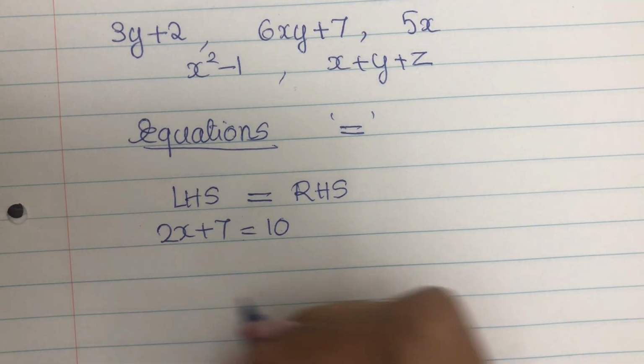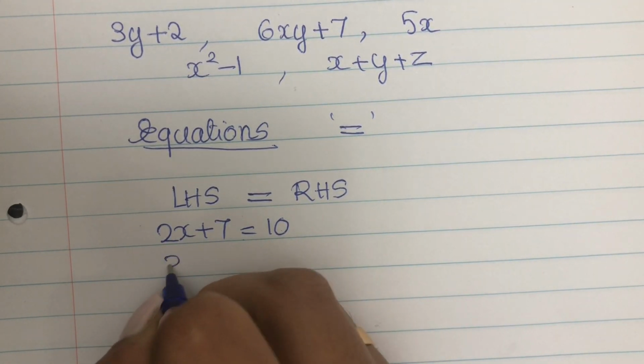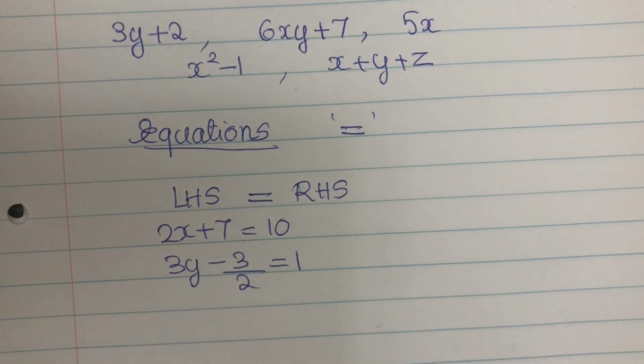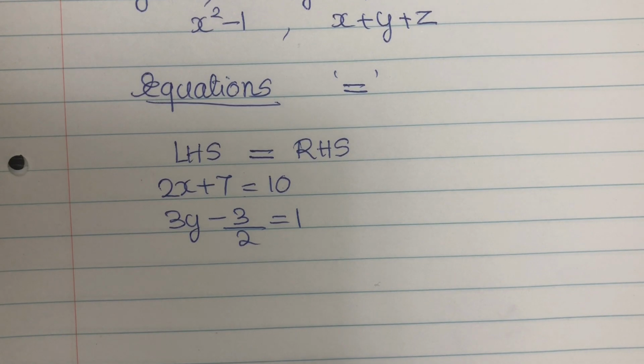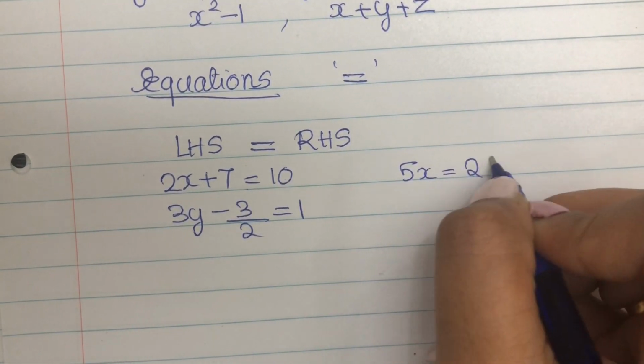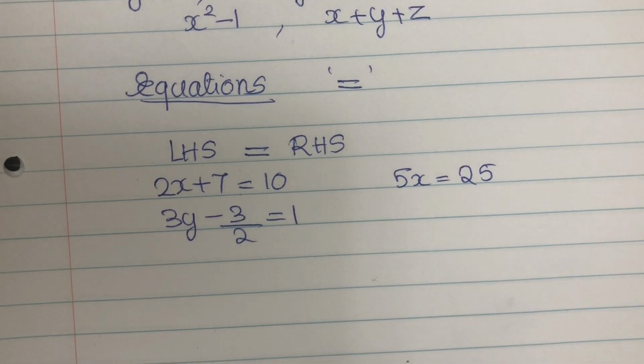Okay? And now I'll give one more example. 3y minus 3 by 2 equal to 1. This is yet another equation. Or else 5x equal to 25. This is also an equation which is having LHS and RHS.